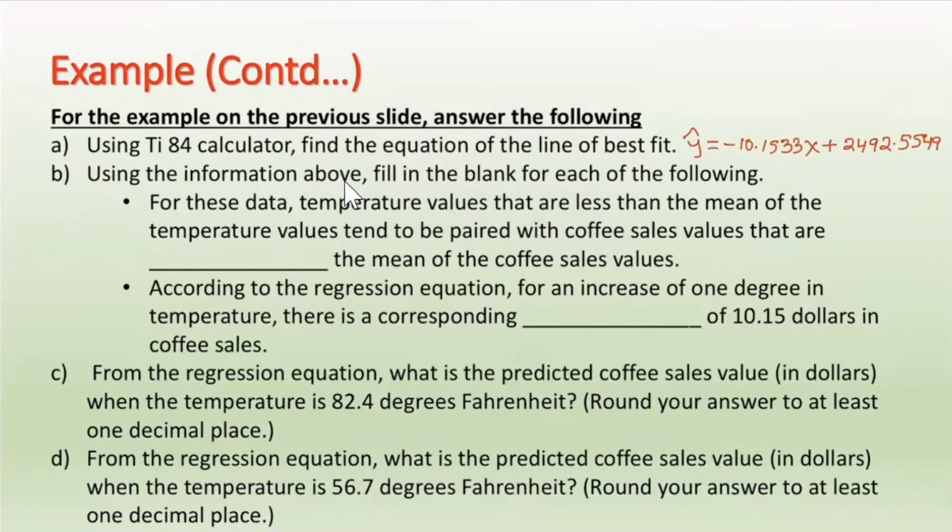Now, using the information above, fill in the blank for each of the following. So here we need to fill this blank. For the data, the temperature values that are less than the mean of the temperature, or mean of X values, tend to be paired with the coffee sale values that are blank the mean of the coffee sale values. Okay, it's talking about the mean. So we are going to look at the calculator and find the mean of X and mean of Y.